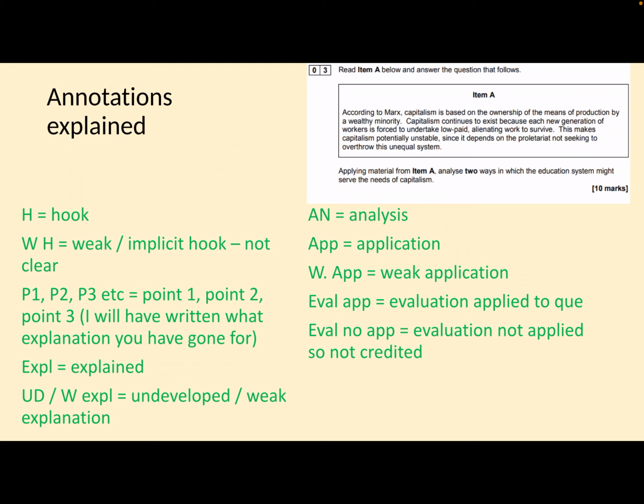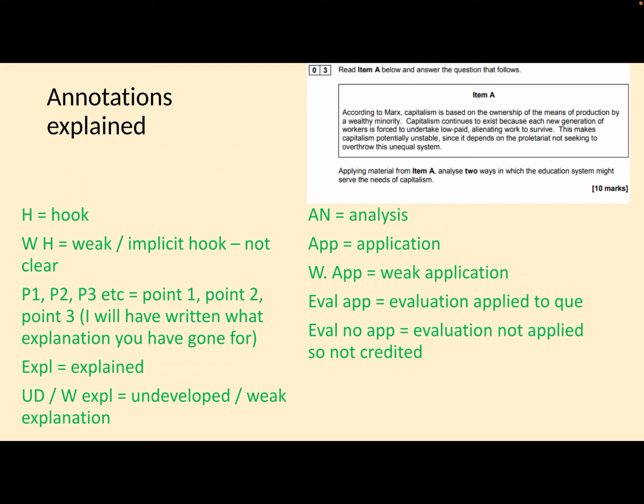We mark very positively when that does happen. If I notice you, say, start point 1 and then you drift into a second point, but then drift back to the original point 1, I will credit the point 1 aspects of that paragraph and look at point 2 separately, so that you can get the maximum marks, if you like. And next to wherever I've written a P1, P2, P3, whatever, I will have hopefully written what explanation you've gone for that point. Okay, so I've made a note of what explanation you're using, just to make sure you don't explain the same point twice.